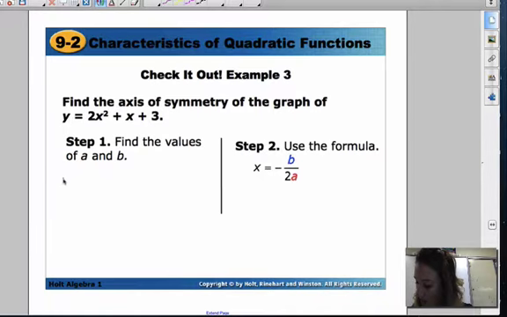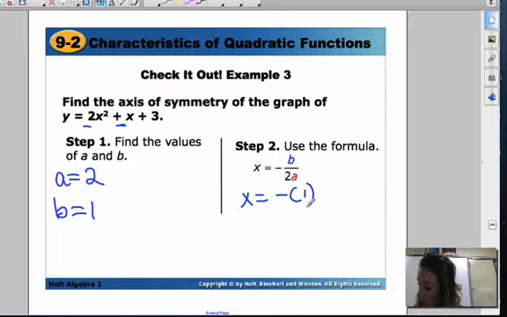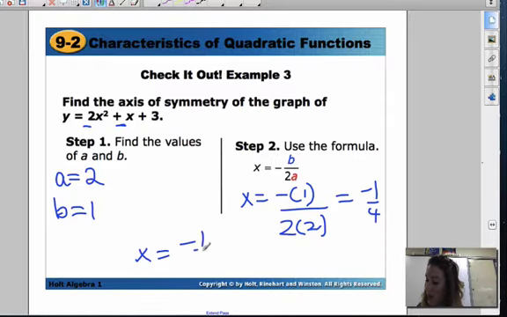Okay, next my a is 2, my b is 1. You know, there's no number in front of the x, which means it's a 1. So in my formula, x equals negative 1 over 2 times 2. So I have negative 1/4. So my axis of symmetry is x equals negative 1/4.